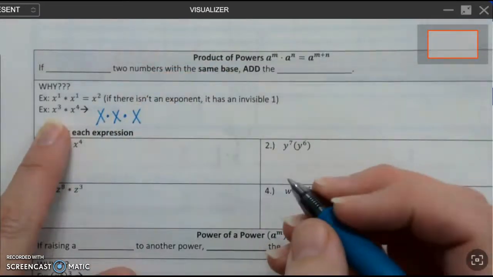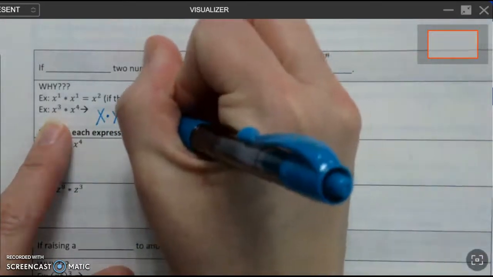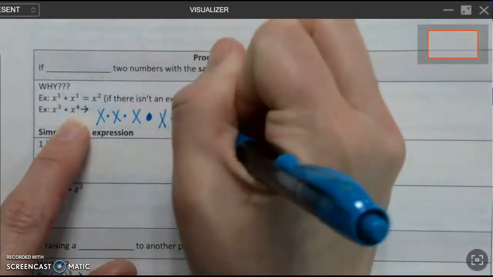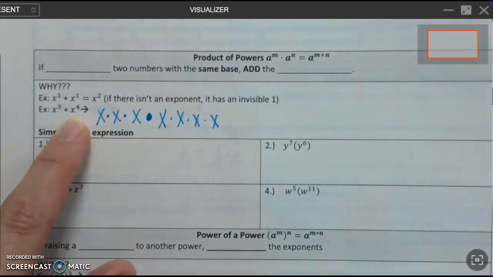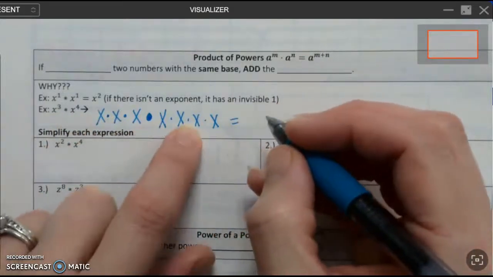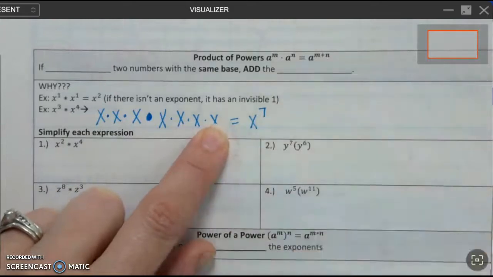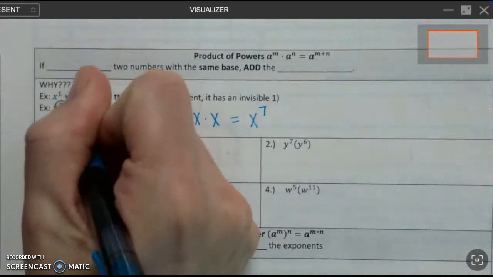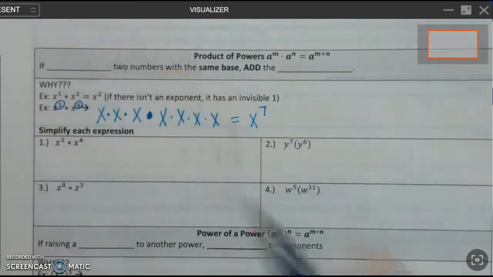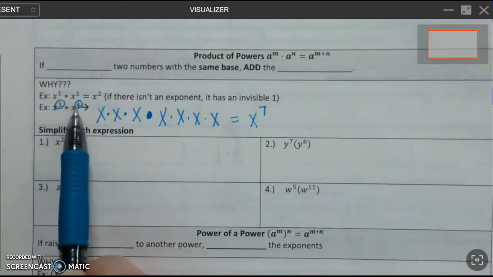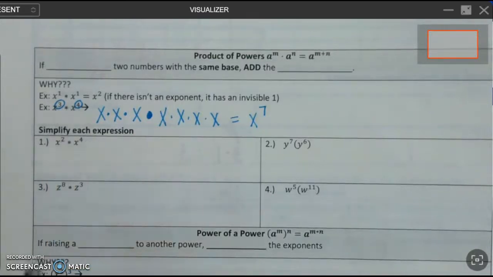times x times, now I'm going to write my x to the fourth. Well, that's the same thing as having 1, 2, 3, 4, 5, 6, 7, x to the 7th. So that x to the 7th, we could get that number by taking the exponent of 3 and adding it to the exponent of 4. Because exponents are repeated multiplication and I'm multiplying them, I'm just doing it 3 times and then doing it 4 times. So 3 plus 4 is 7.